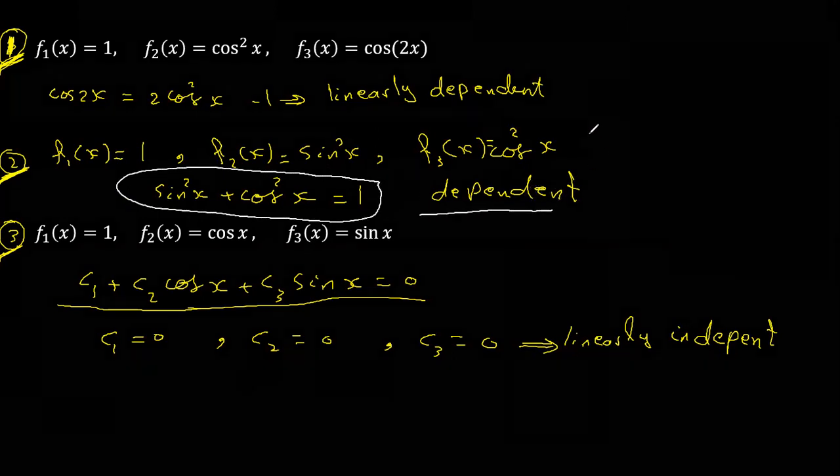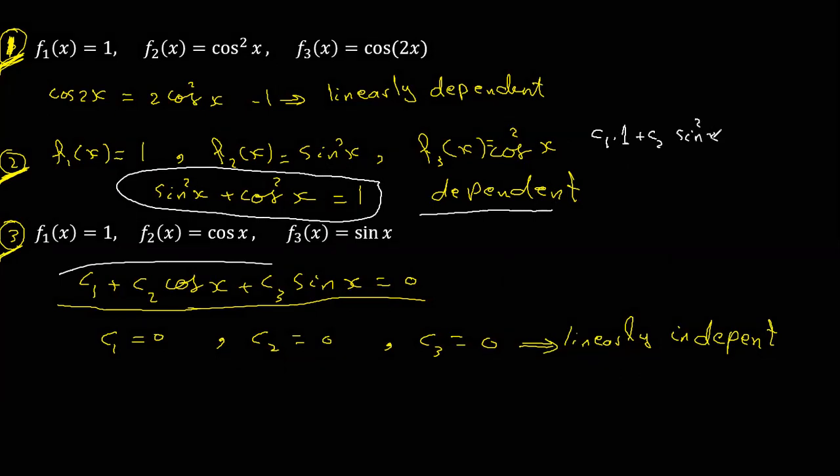Look what I'm going to do. I'm going to write my functions. So you need to write C1 times the first function plus C2 times the second function plus C3 times the third function, and I'm going to write my answer 0. Now, if you can't find those C's such that one of them isn't 0, you will say that those functions are independent. But if you can find at least one of them not 0 and your equation is satisfied, then those functions are dependent.